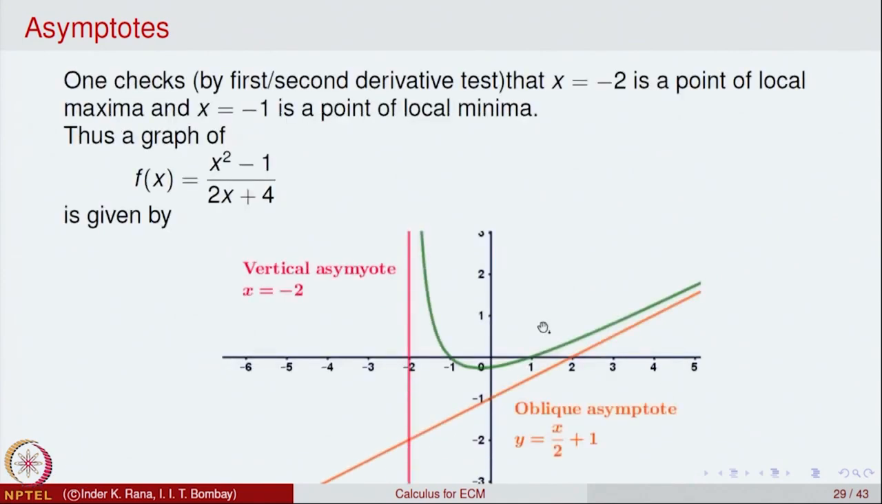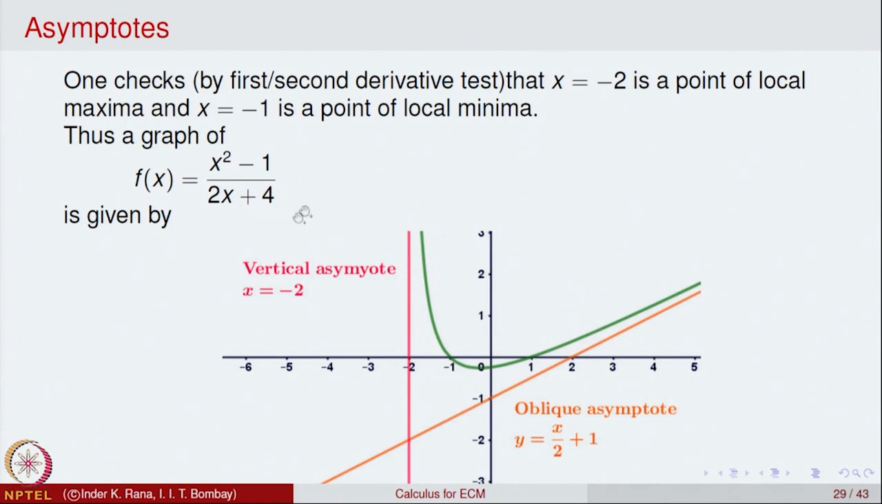One can apply the first derivative test and the second derivative test at x equal to 1, x equal to minus 2 and x equal to minus 1 to check that the point x equal to minus 2 is a point of local maxima and minus 1 is a point of local minima.